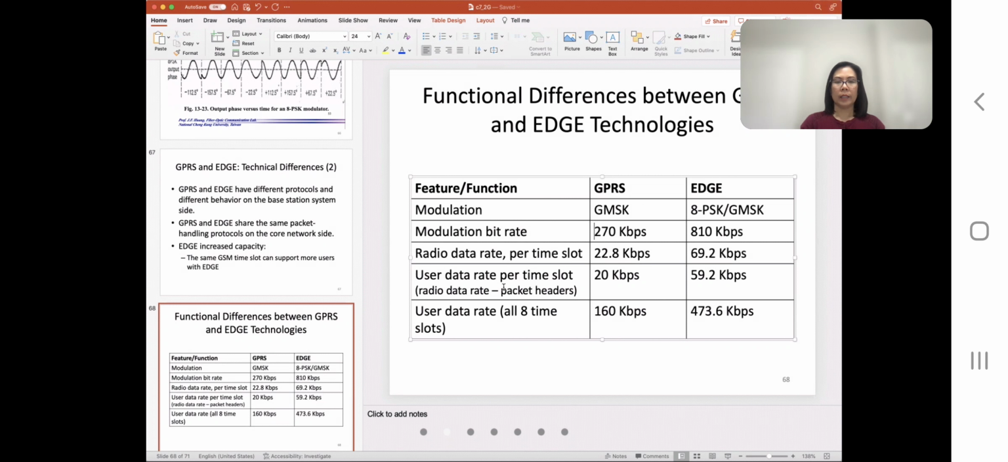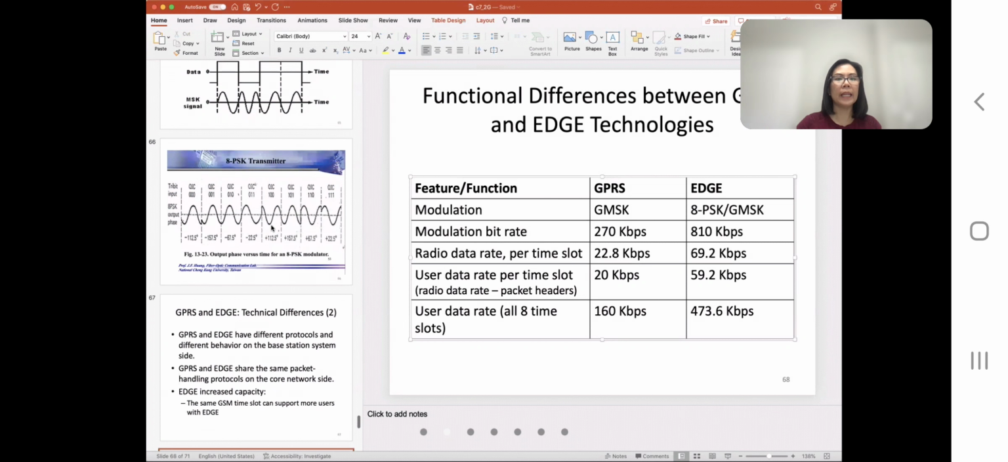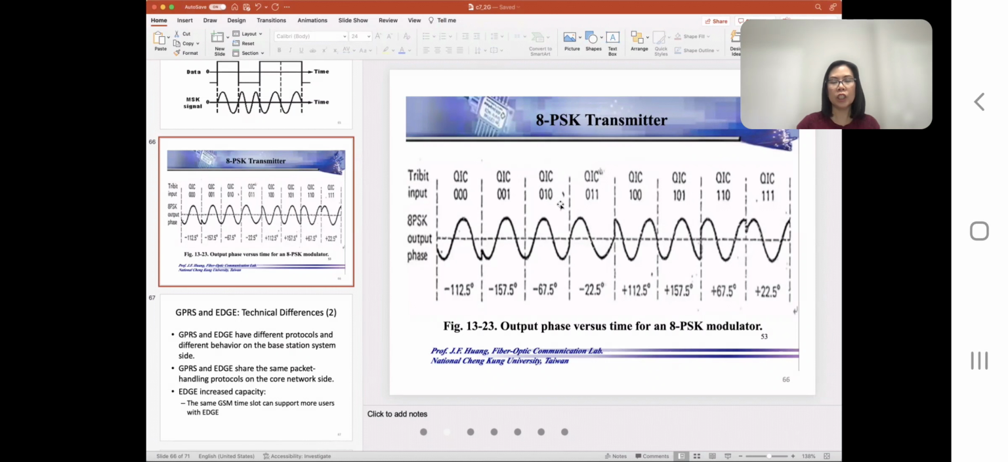If we subtract the packet headers, we keep only the user data rate. This is about 20 kilobits per second, and this is almost 60 kilobits per second, 3 times. For the user data rate in one time slot, we multiply this by 8 and we get 160, and this multiplied by 8 we get 473.6. So this is about 3 times higher. These numbers support the idea that we use phase shift keying and can encode 3 times more data per signal. That's why we get 3 times higher data rates.